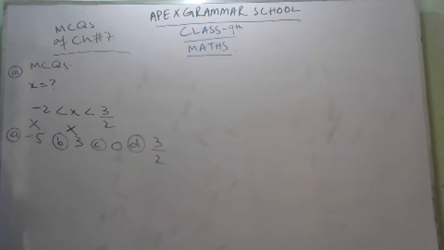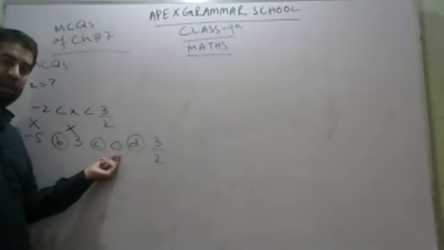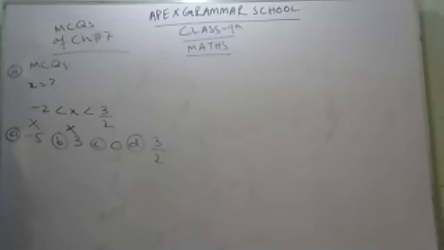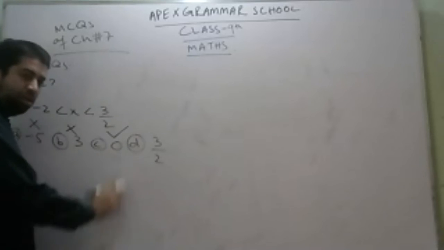What about this option? 0. 0 is greater than minus 2. Yes, 0 is greater than minus 2. Is 0 less than 3 by 2? Yes, 0 is less than 3 by 2. So this will be the proper option, option number C.